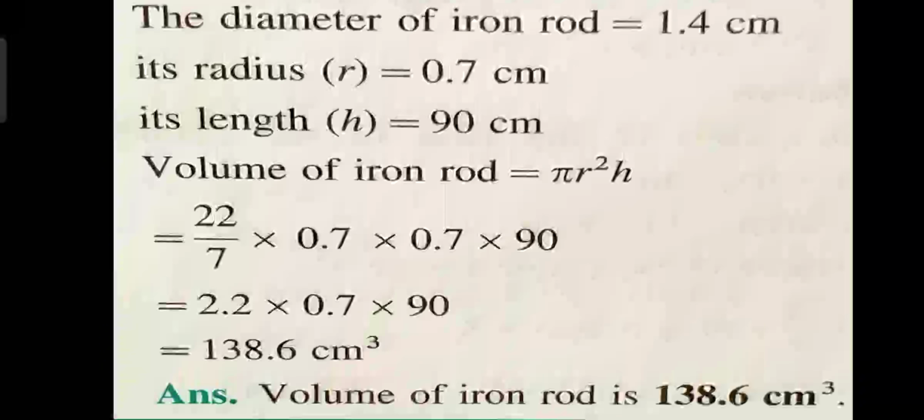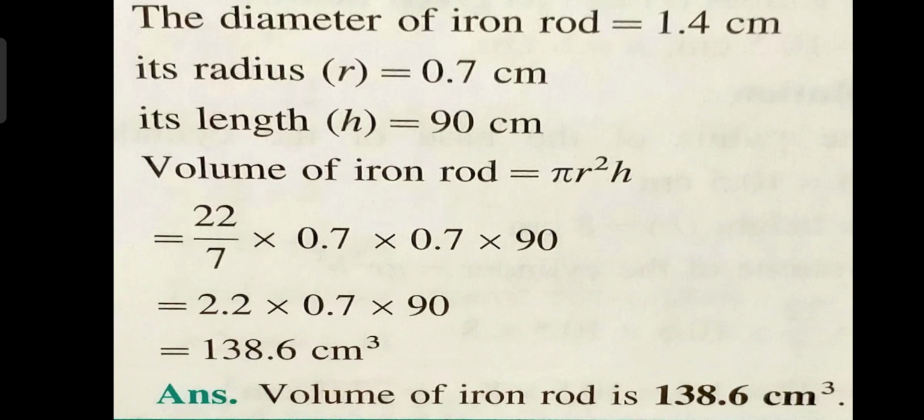So here 7 will get cancelled and it will be 0.7. So 0.1 into 22 gives us 2.2. So 2.2 into 0.7 into 90 gives the answer as 138.6 cubic centimeter. So the volume of the iron rod is 138.6 cubic centimeter.